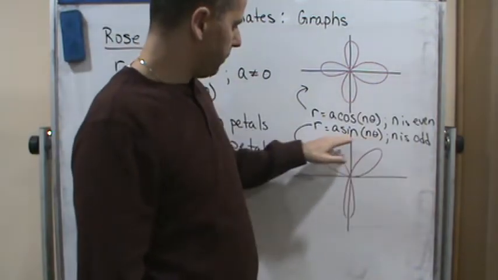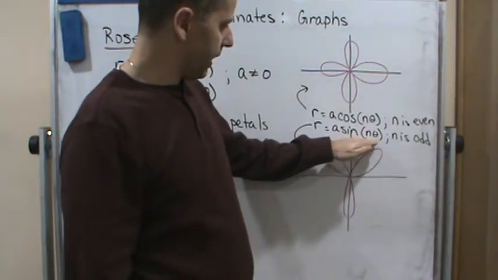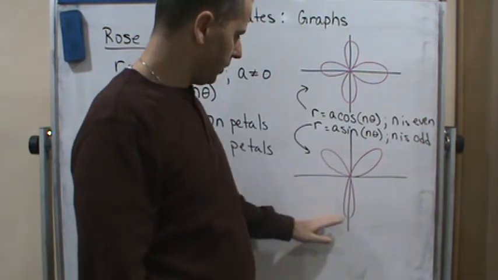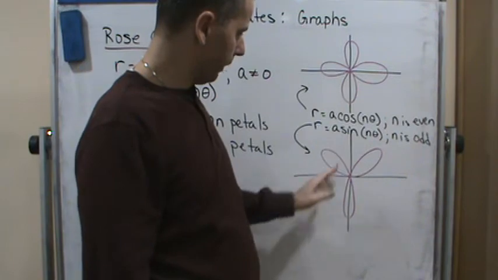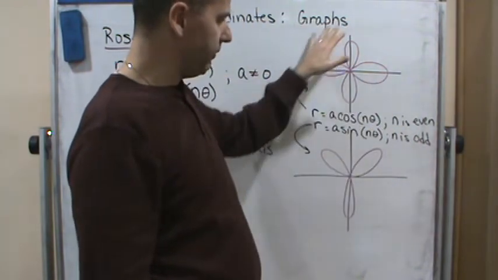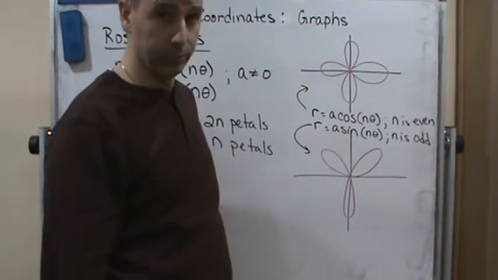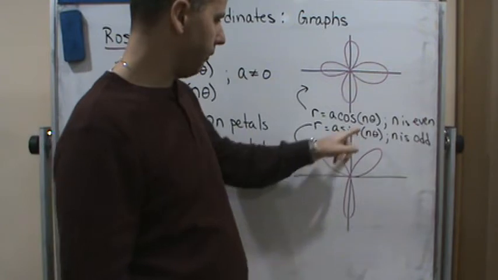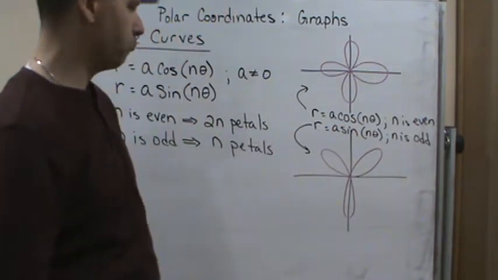Here, this would be an example of r equals a sine n theta, where n is odd. We're going to have something that looks like this, where we have an odd number of petals. Here, if n is even, we have an even number of petals, but it's also going to be double whatever n is, if it's even. So we've got to keep that in mind.